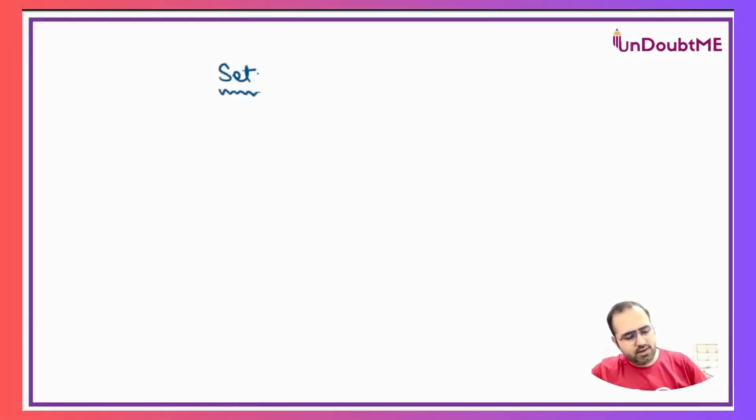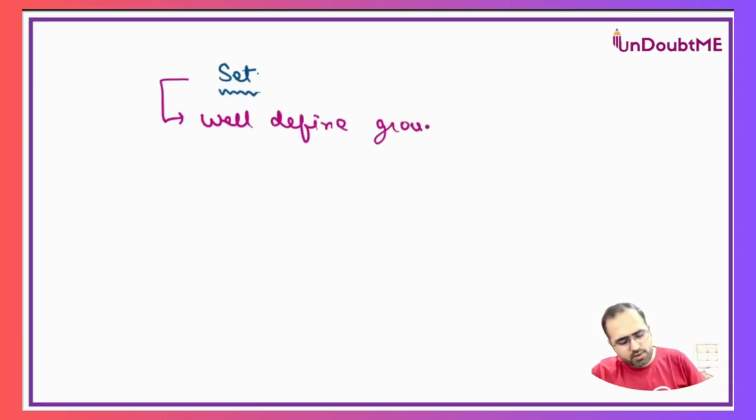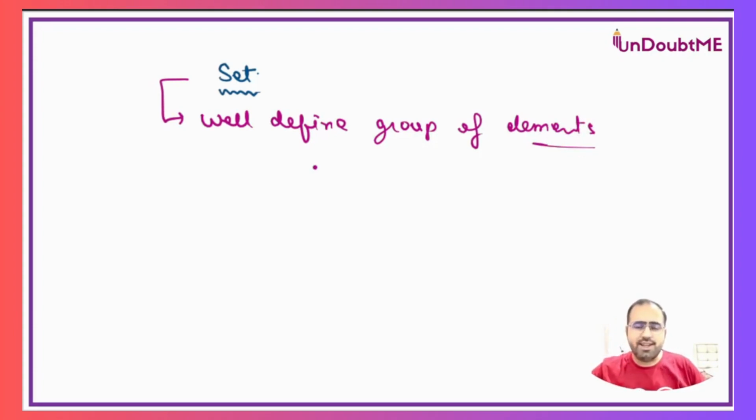So a set is a well-defined group of elements, and these elements can be anything. Let's say I was talking about a group of authors. I can say the group of authors who write in English language and they write fictitious novels, or the group of authors who write in, let's say, Arabic and they write poetry, like that.